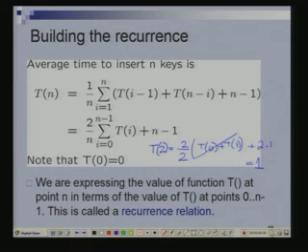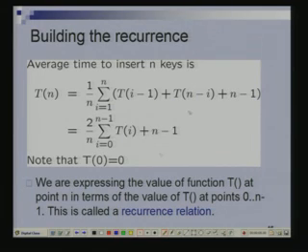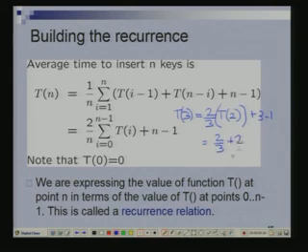And if you are not convinced so far, let us also compute t of 3. So t of 3 will be 2 over 3 times t of 0, which is 0, so let me ignore that, t of 1, which is also 0, let me ignore that, t of 2, which is non-zero, so let me leave that around, plus n equals 3, 3 minus 1. T of 2 was 1, so this becomes 2 over 3 plus 2, which is 2.66, which is exactly what we computed.